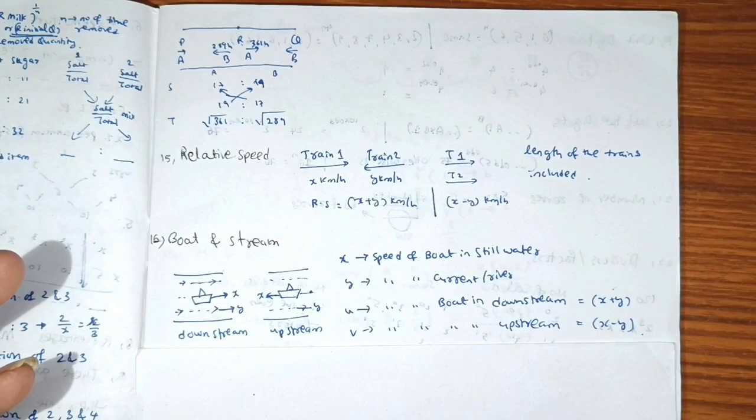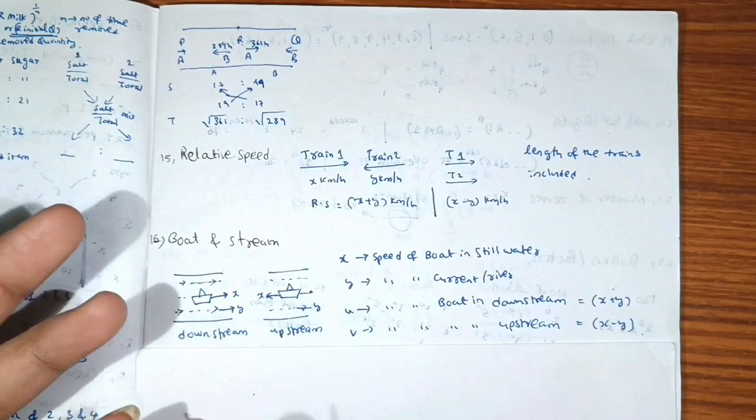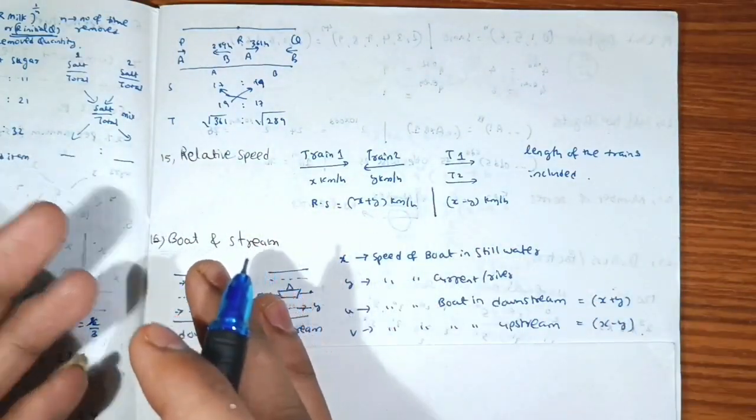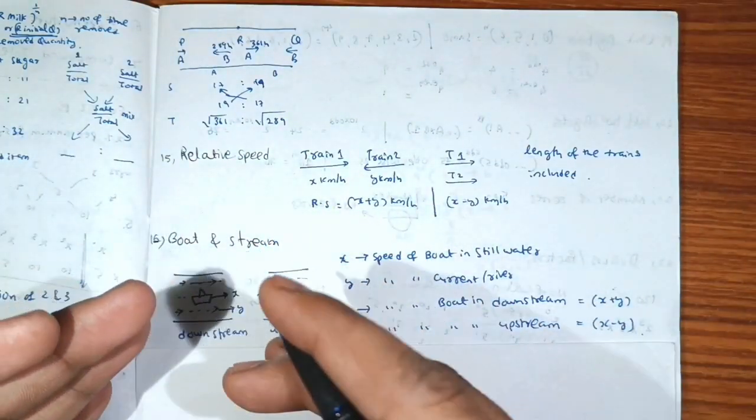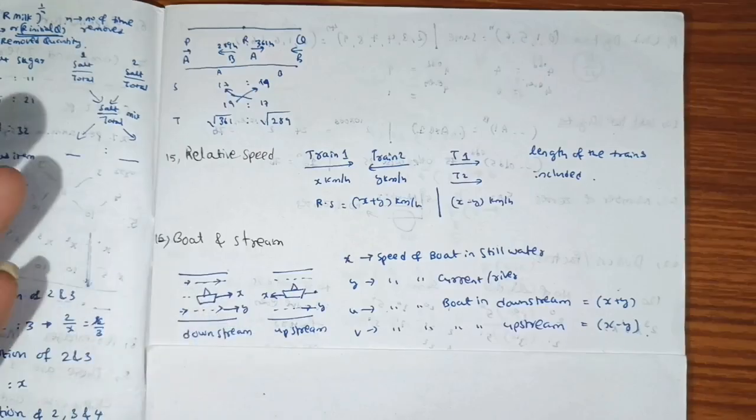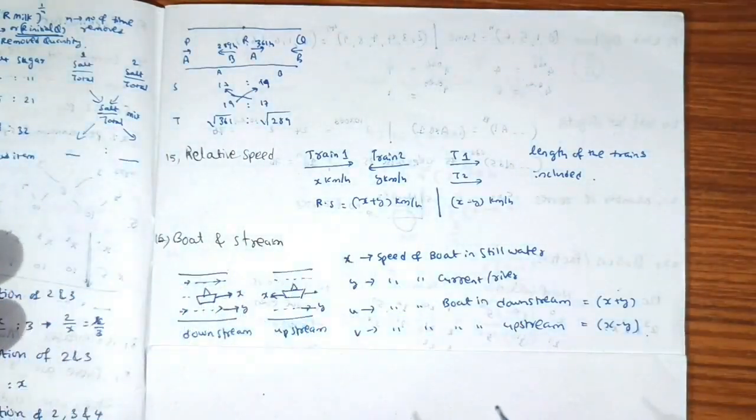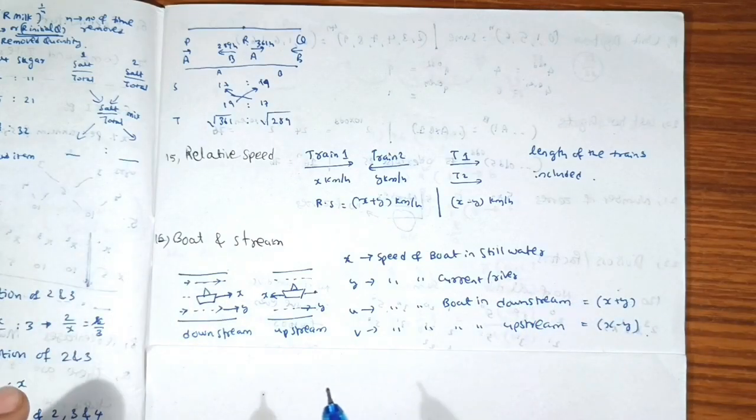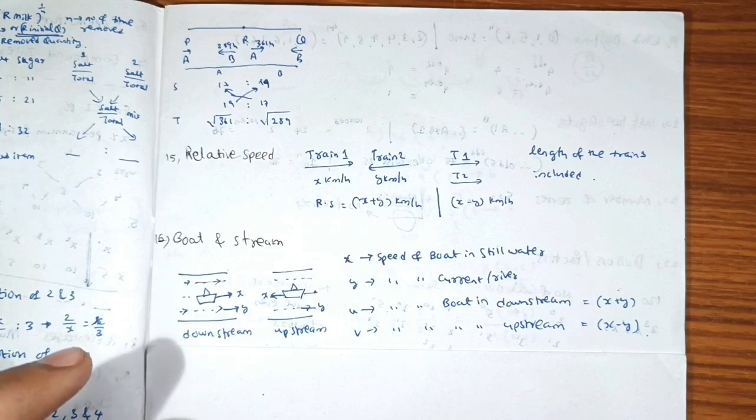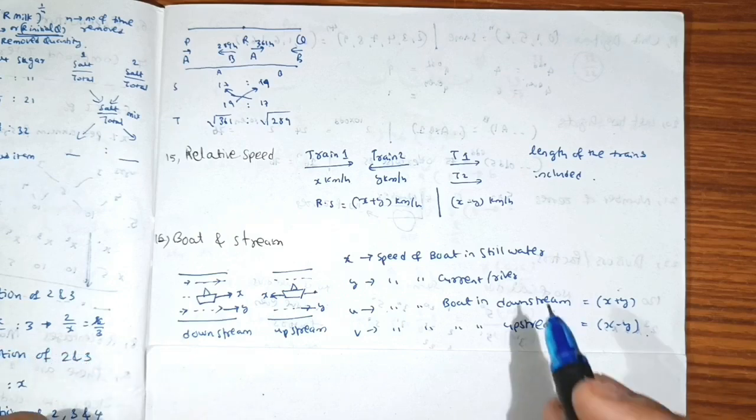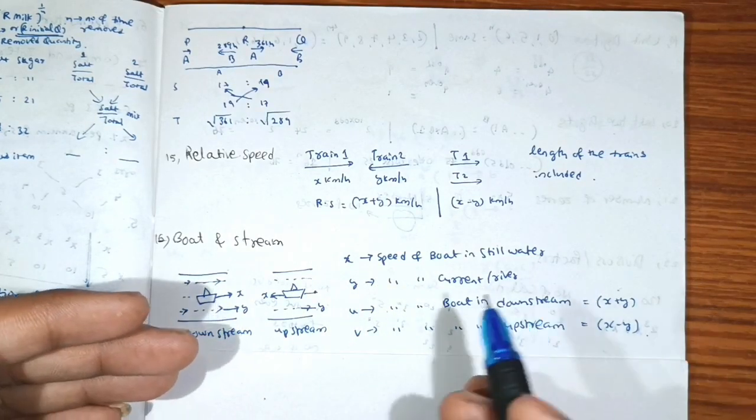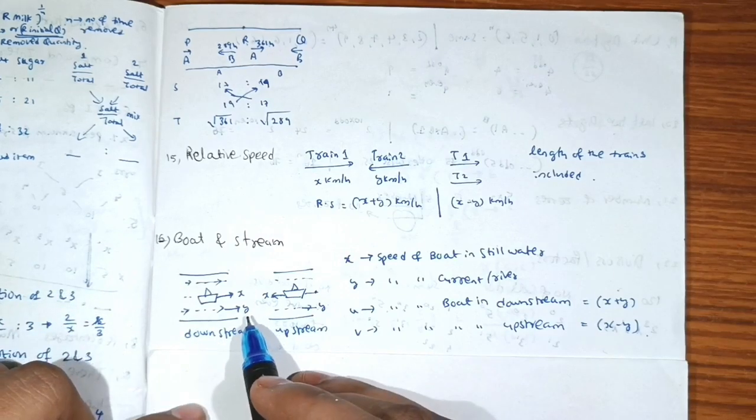After that we have seen the questions regarding boat and stream. All of these come under time, speed and distance. Boat and stream is also one subtopic under time, speed and distance. In boat and stream, the river is what we call the current, and we have the boat in that river. The speed of the boat in still water we take as x, and the speed of the current, or the river, we take as y.